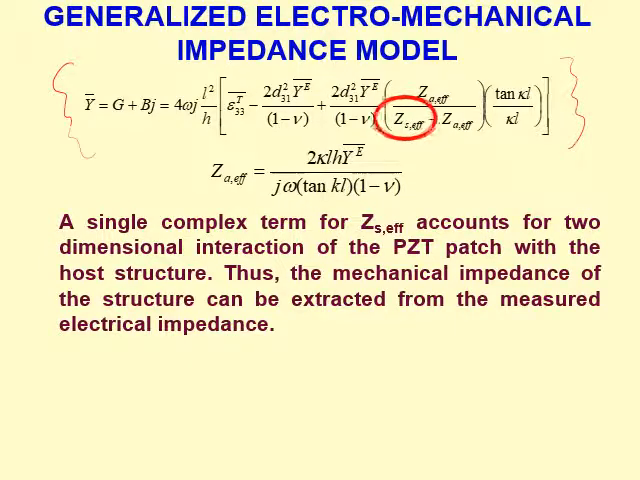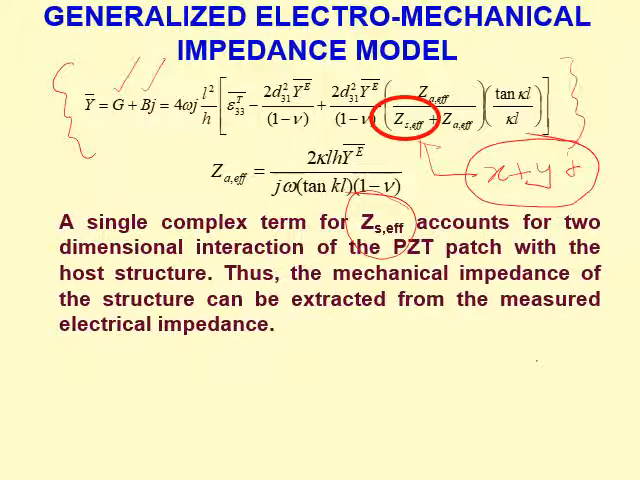The key advantage of this expression is that a single complex term accounts for the two-dimensional interaction of the PZ patch with the structure. From the measurement we have two parameters, G and B, and the two unknowns are also just X and Y, the components of a single impedance term. In the previous model by Chow and co-workers, there were 8 unknown parameters, but here there are only 2. So this equation can now be used in conjunction with the experiment.